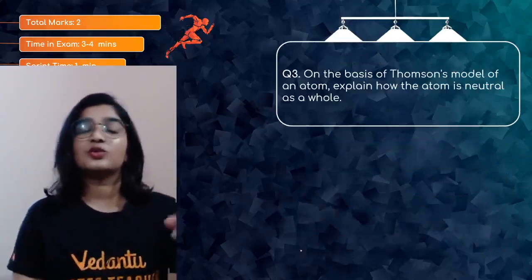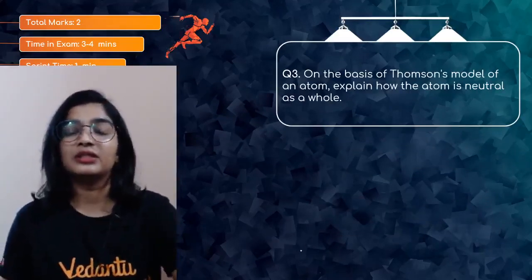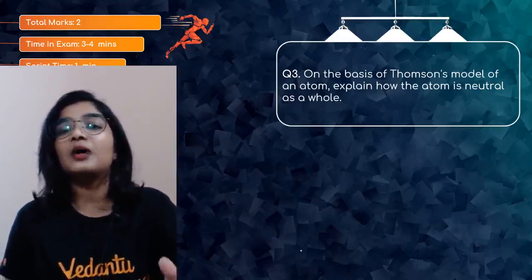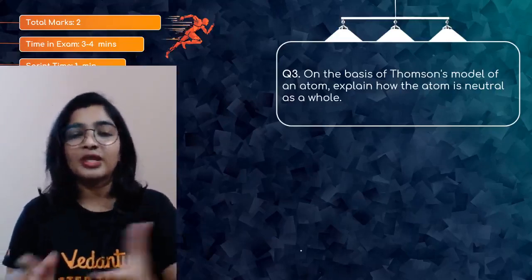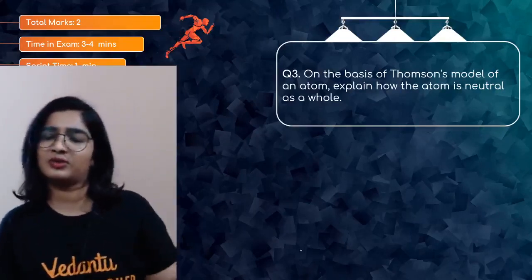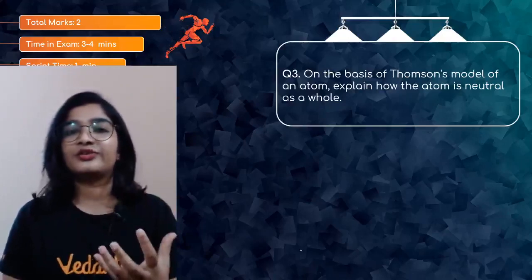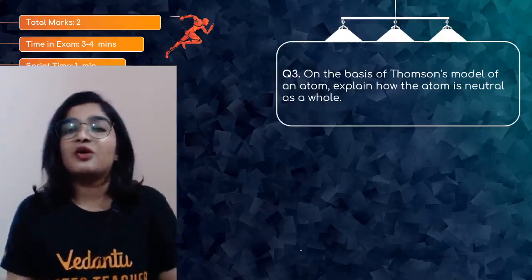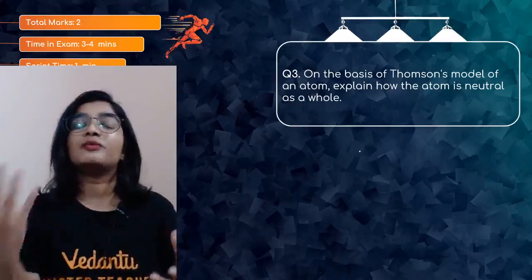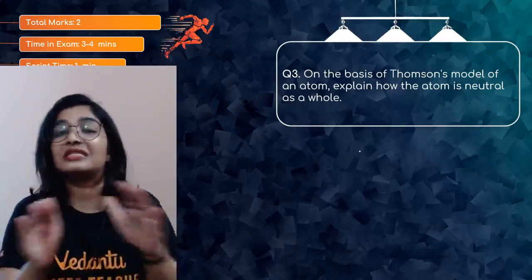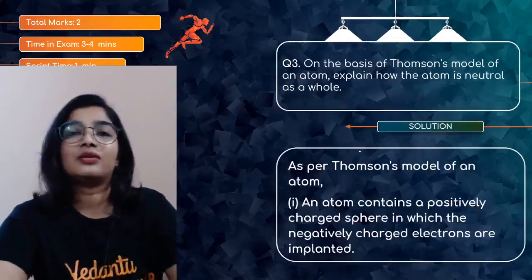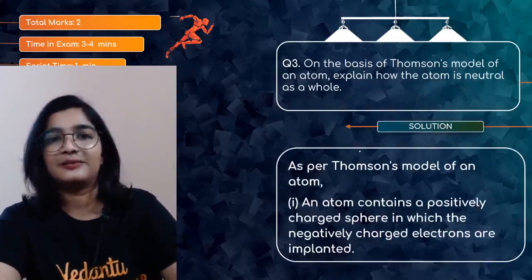So question number 3, this is for 2 marks. But in the sprint, we will try to solve it within 60 seconds. On the basis of Thomson's model of an atom, explain how the atom is neutral as a whole. So even though he couldn't explain the presence of the nucleus or anything, he could explain the electrical neutrality of an atom, right? What he said was the magnitude of the positive and the negative charges are equal in an atom, so that will explain the electrical neutrality of an atom.